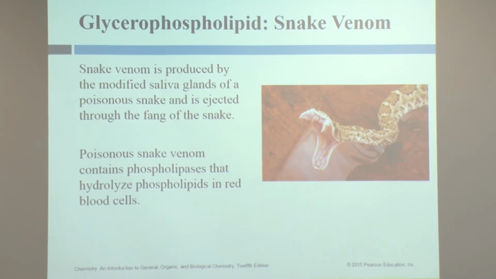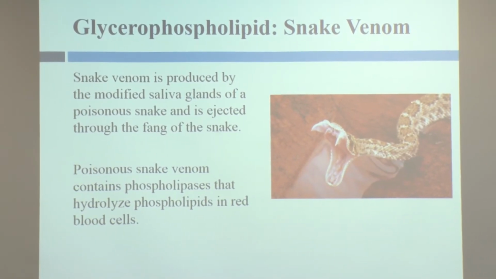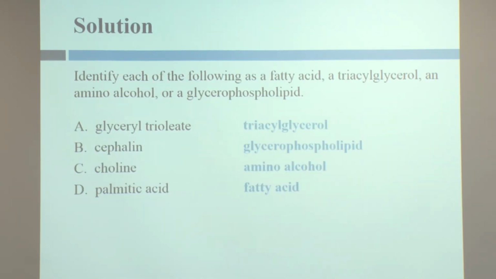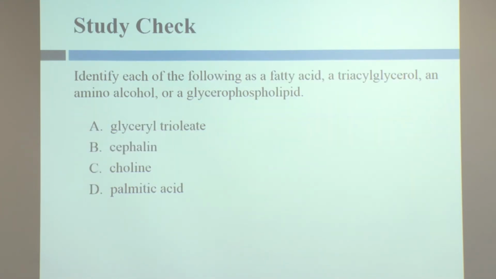So again, this is also snake venom. This picture of the snake scares me. Poisonous snake venom contains phospholipases that hydrolyze phospholipids in red blood cells. And that's again another area where you find glycerophospholipids.